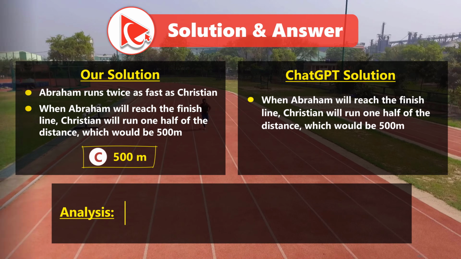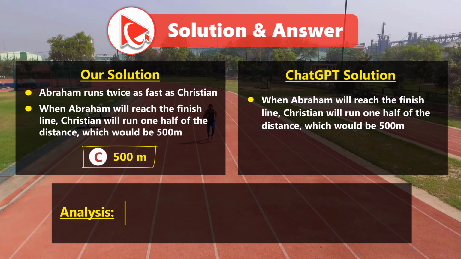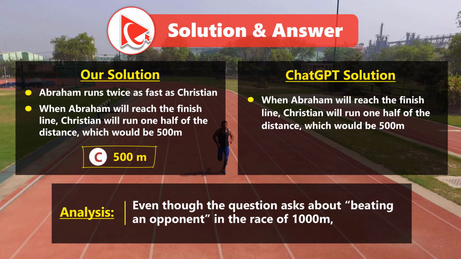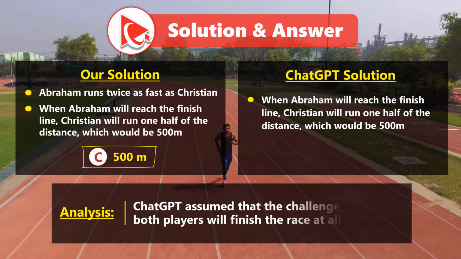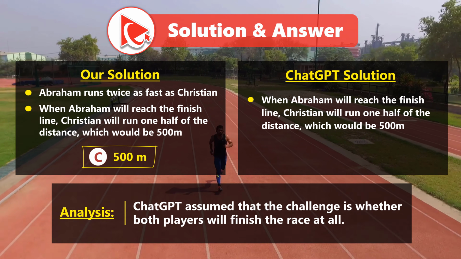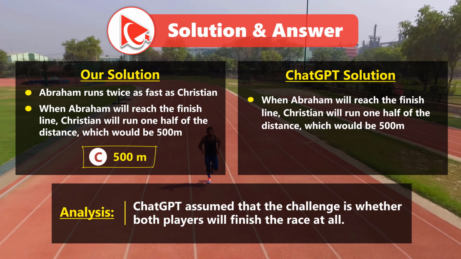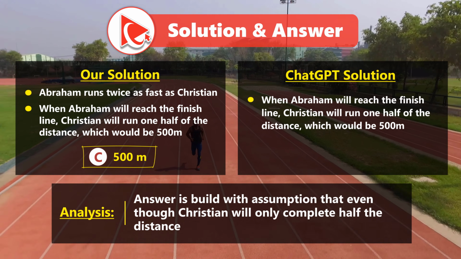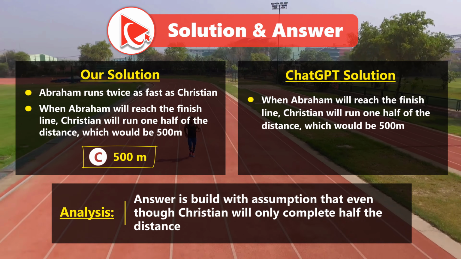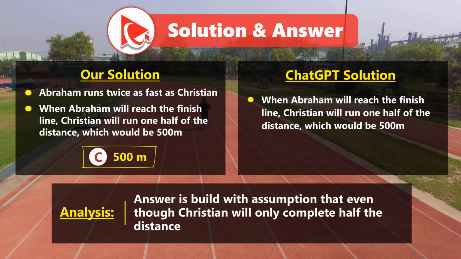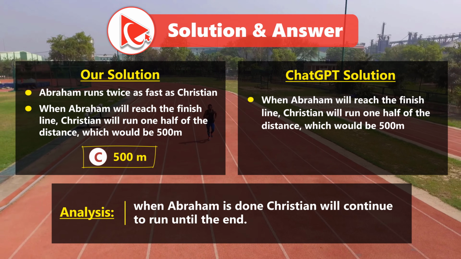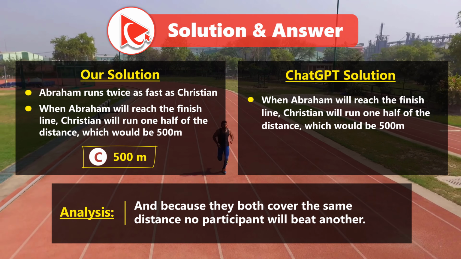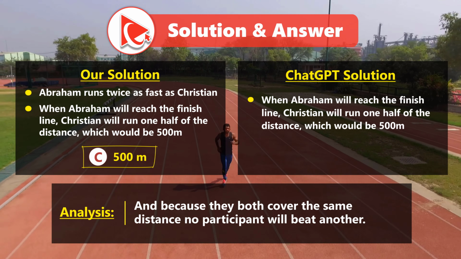Now let's analyze ChatGPT's answer. Even though the question asks about beating an opponent in a race of 1,000 meters, ChatGPT assumed that the challenge is whether both players will finish the race at all. This is why ChatGPT's answer is built on the assumption that even though Christian will only complete half the distance when Abraham is done, Christian will continue to run until the end. And because they both will cover the same distance, no participant will beat the other.